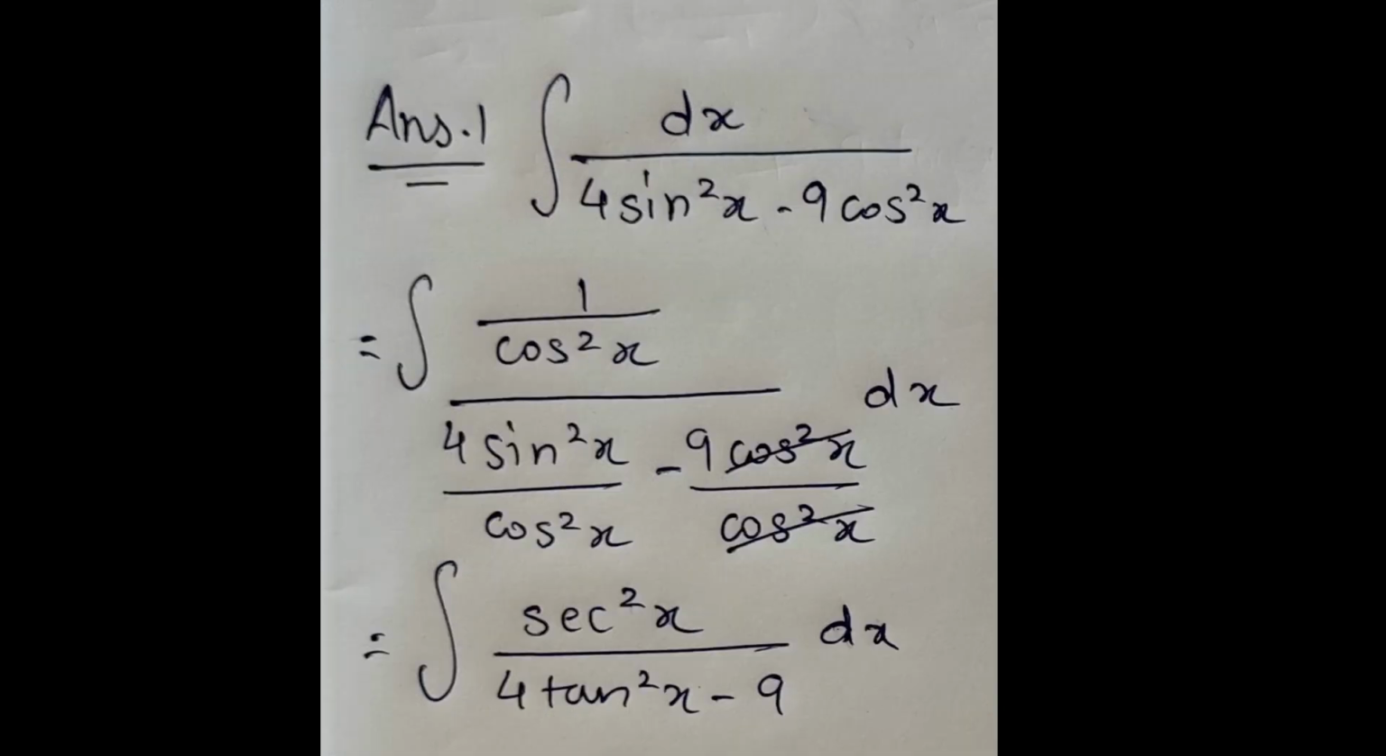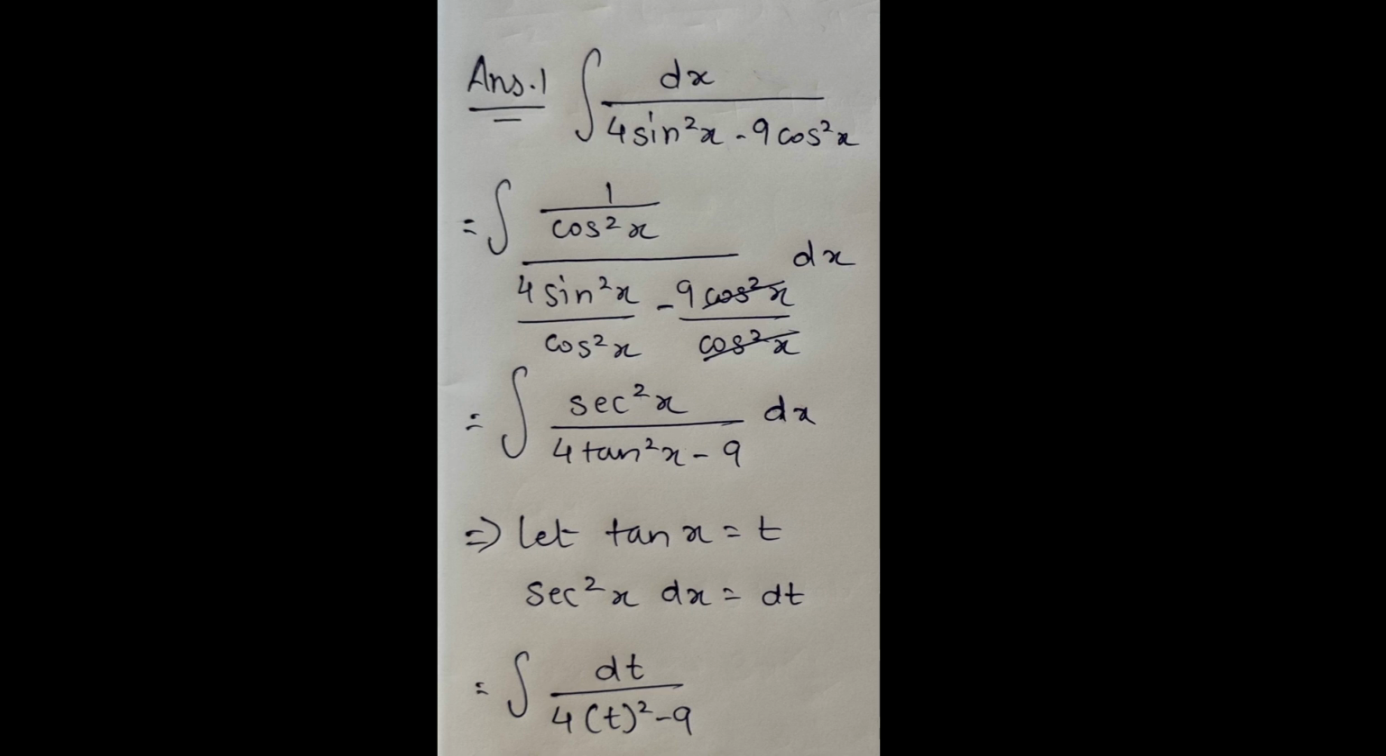Now in the numerator, the 1 by cos square x will change into sec square x, and in the denominator 4 sin square x by cos square x will change into 4 tan square x, and minus 9 cos square x by cos square x. So here cos square x will be cut out and 9 will remain as it is.